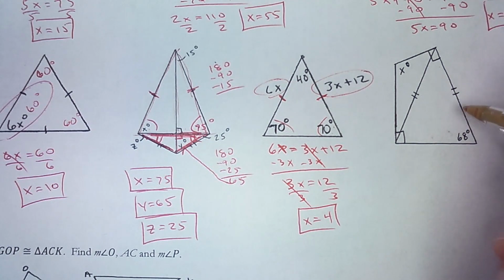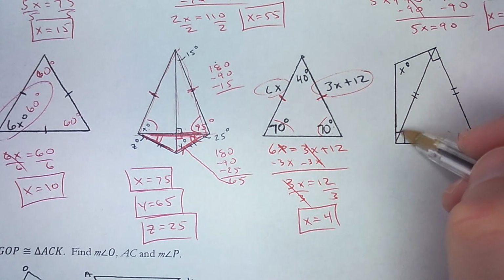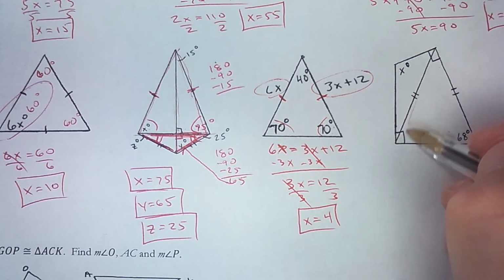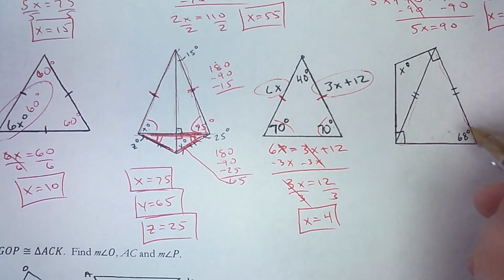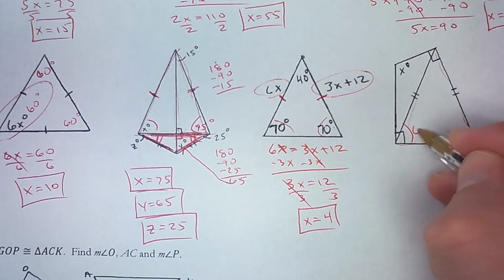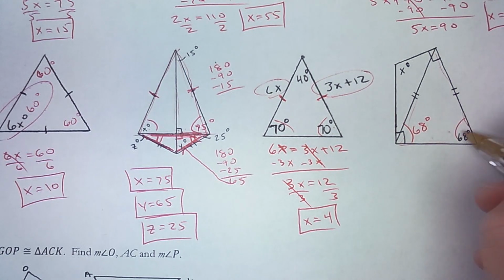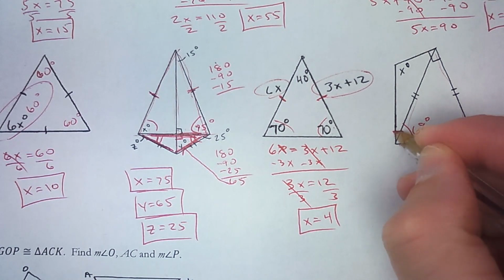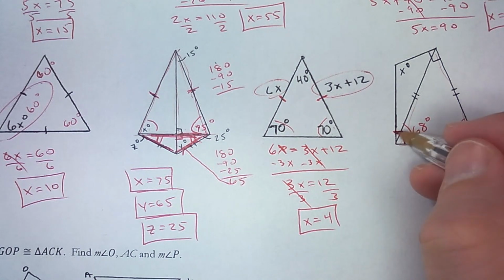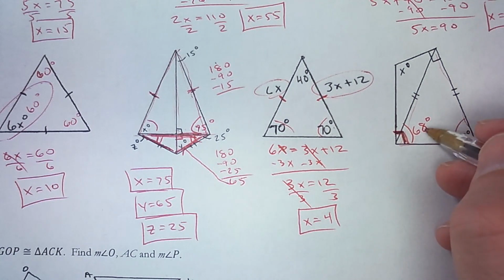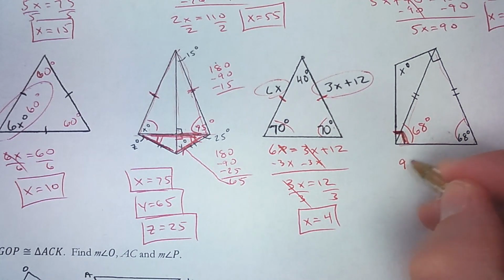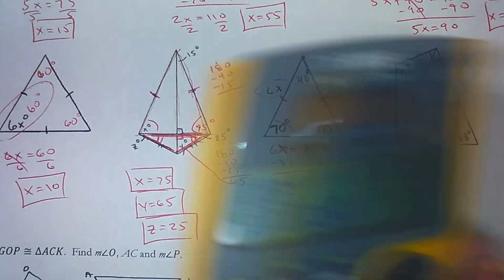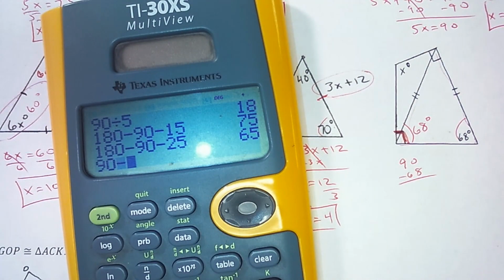Okay, and then our last triangle in this set up here, I've got an isosceles triangle here. Okay, so that tells me this is 68 degrees because these are congruent base angles. Now this says I've got 90 degrees right here. Okay, so if this is 90 degrees and this is 68 of it, I can do 90 minus 68. And that's 22. So this is 22 degrees.